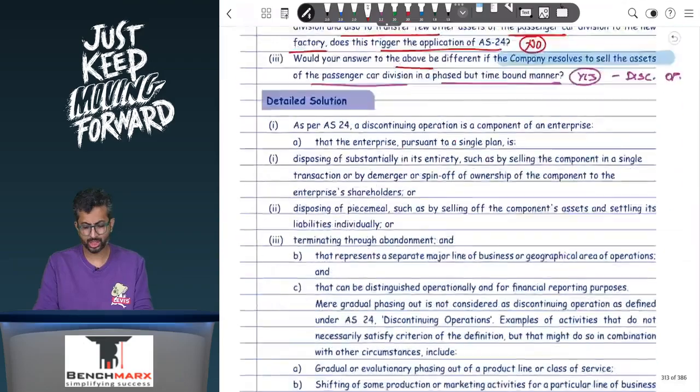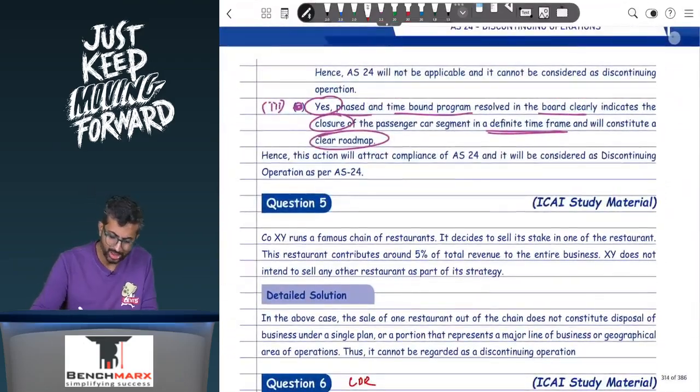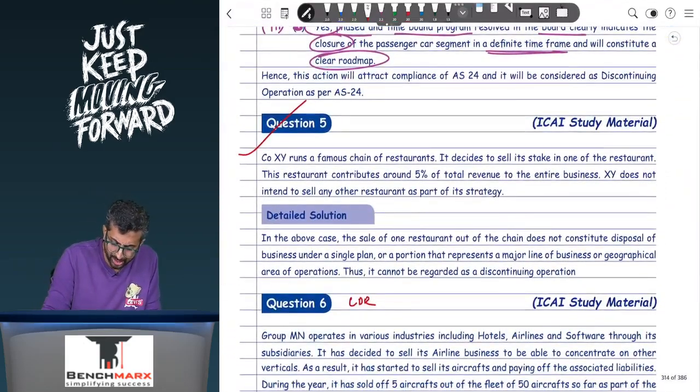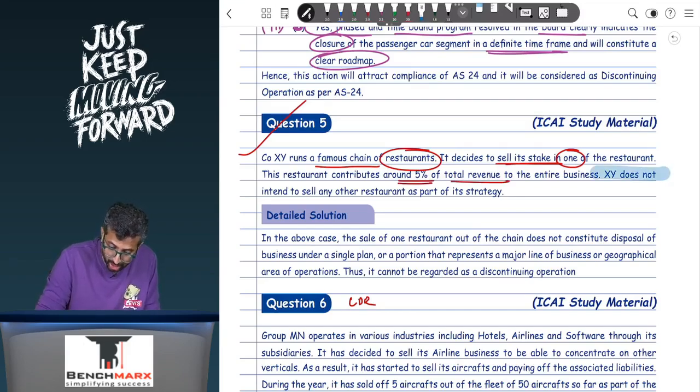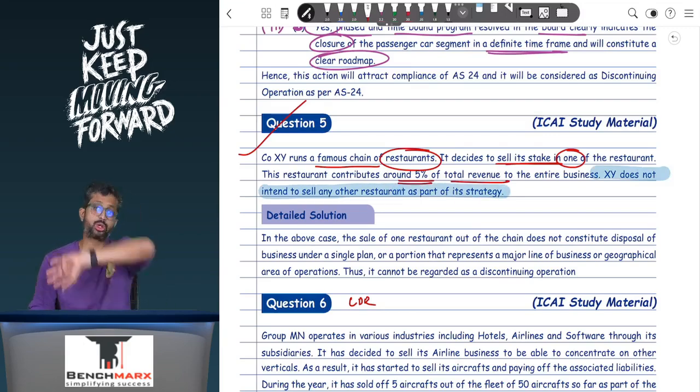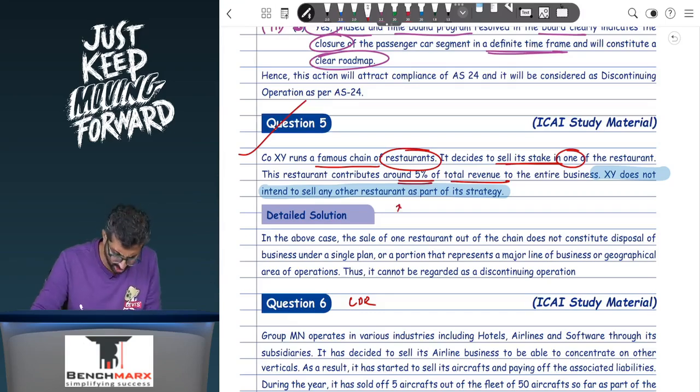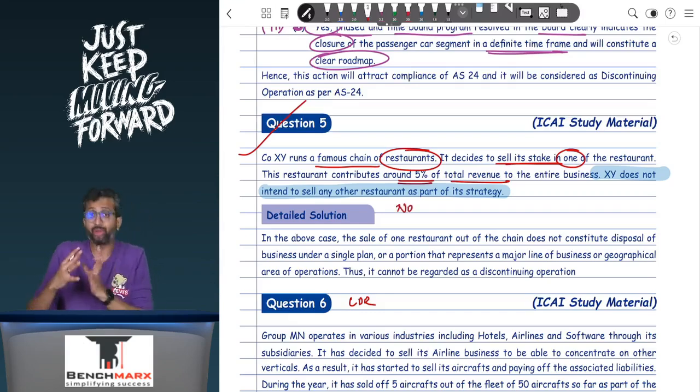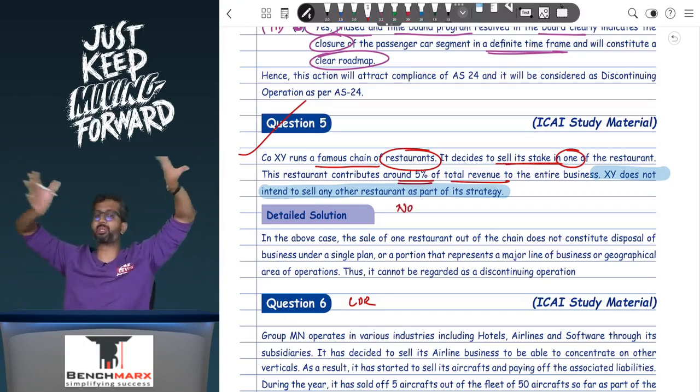Okay, so this is question number 3 and 4. Question number 5. XYZ runs a famous chain of restaurants. It decides to sell its stake in one of the restaurants. The restaurant contributes 5% of the total revenue of the entire business, but XYZ does not intend to sell any other restaurant. So does that constitute a discontinuance of the restaurant? No. It is not sale of a component which is a separate major line.